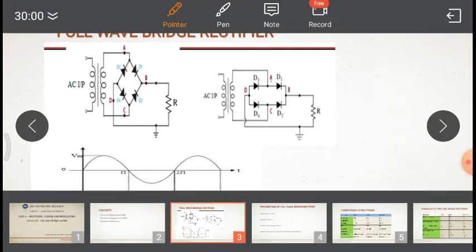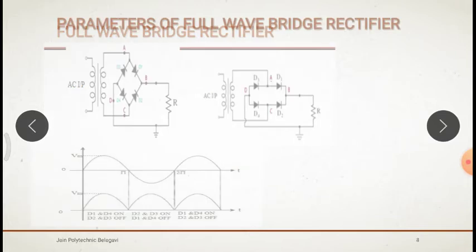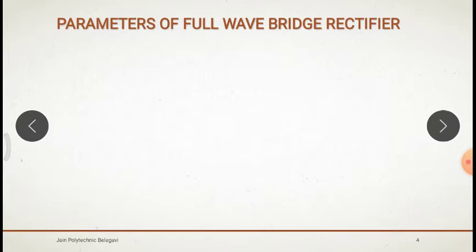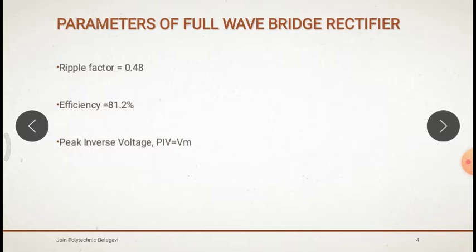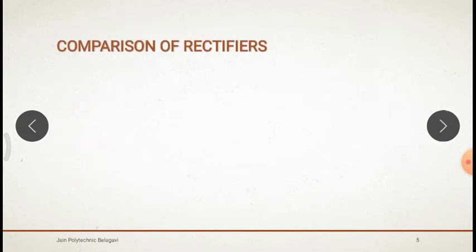So D3 and D2 are on, and D1 and D4 are off. Again, the negative half cycle also conducts. So this full wave bridge rectifier conducts during both positive and negative half cycles. The derivations are the same as in the center tap full wave rectifier that I explained in the last video. So that is the formula I just wrote. Same ripple factor, efficiency 81.2%, peak inverse voltage here is Vm, and next, ripple frequency is equal to twice the input frequency. Now we'll see the comparison of rectifiers.